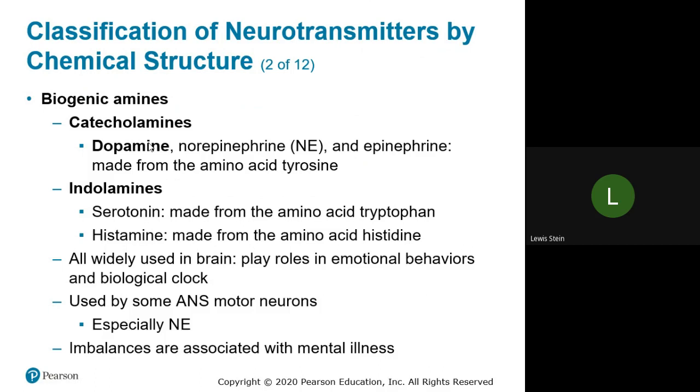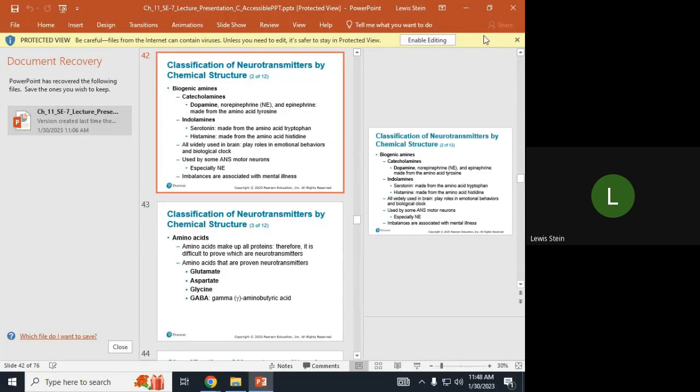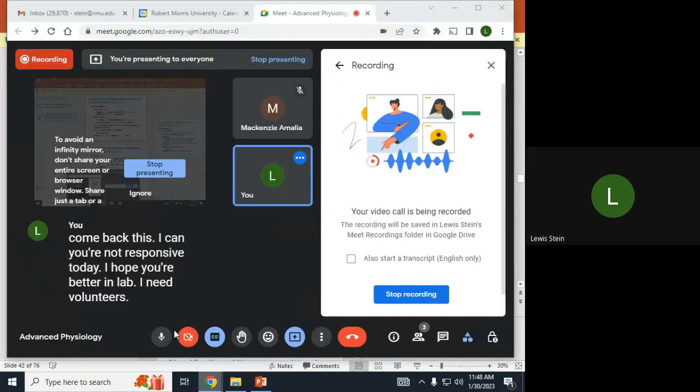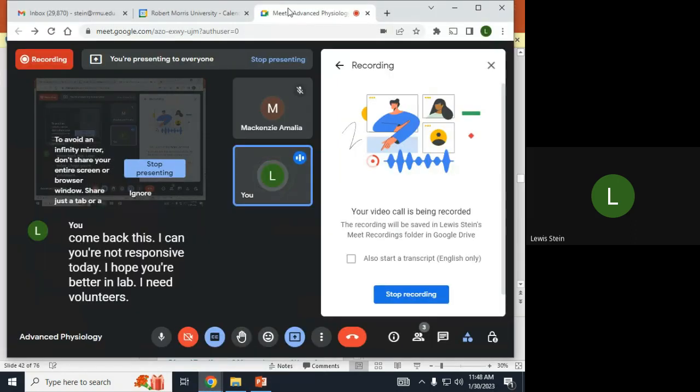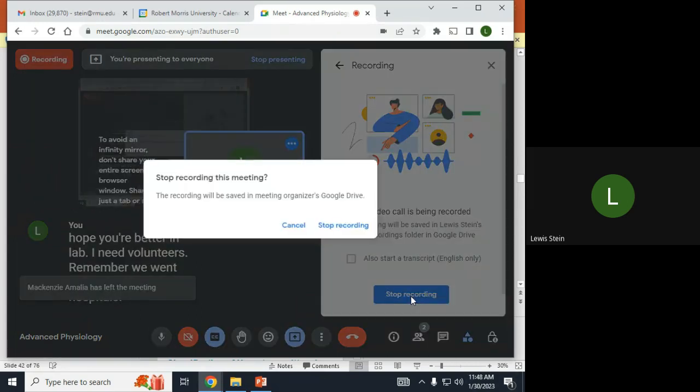I give up. We'll come back to this. You're not responsive today. I hope you're better in lab. I need volunteers. Remember, we want volunteers, not hostages. The words of Mike Tomlin.